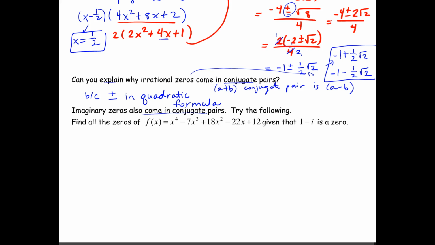It says find all the zeros, meaning all real and irrational and imaginary, of this polynomial given that 1 minus i is a 0. Okay, so it's kind of giving you one hint. If 1 minus i is a 0, what else do we know is a 0? 1 plus i. Okay, so that would be like step 1, find the conjugate. So 1 minus i is a 0. Therefore, 1 plus i is a 0. That's step 1, find the conjugates.